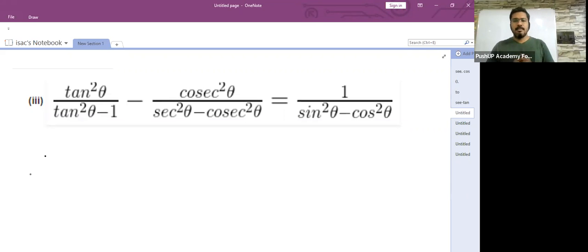Do it fast. See the right hand side, children. They have given you the right hand side in terms of sine and cos. The left hand side is in terms of tan, cosec, and sec. So you all know how to convert tan into sine and cos, cosec into sine, sec into cos, isn't it? Apply the reciprocal functions here. Do it, children.